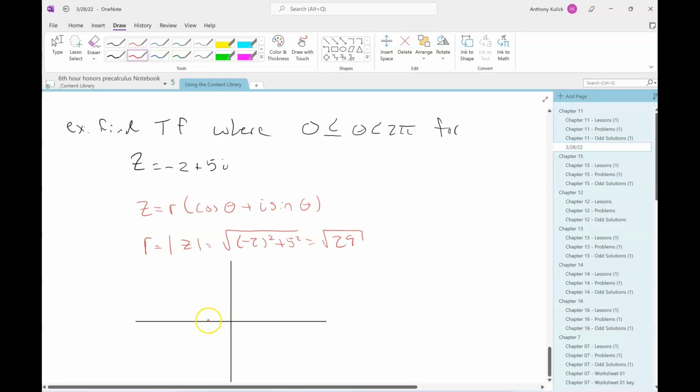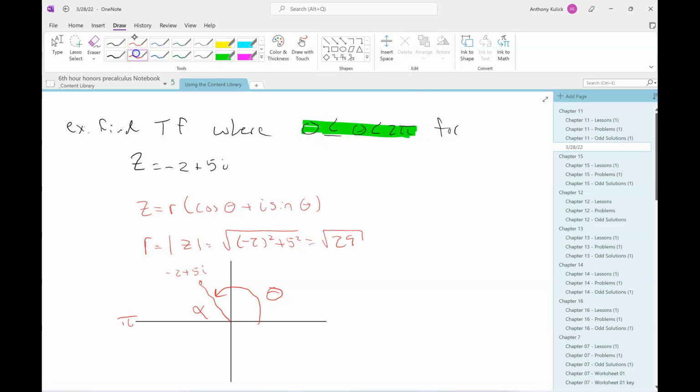So to find my theta, I'm going to draw my picture. I went 2 over and 5 up. So I'm looking for this angle, theta. To find that, I'm going to draw my reference angle alpha. The other side of my angle alpha is at pi radians. Notice because the problem asked us to give theta between 0 and 2 pi, I'm using pi there instead of 180.